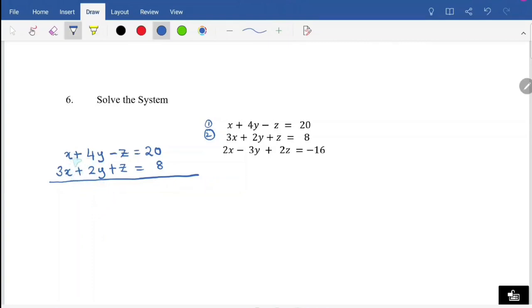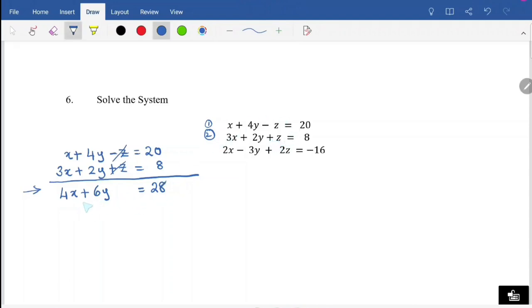So I'm going to have x plus 3x is going to be 4x. 4y plus 2y is going to be plus 6y. And minus z and plus z is going to be 0z. So that eliminates the z variable. And on the other side, 20 plus 8 is 28. So we have one equation now in two variables. We have used two of these equations and we managed to reduce it to two variables.